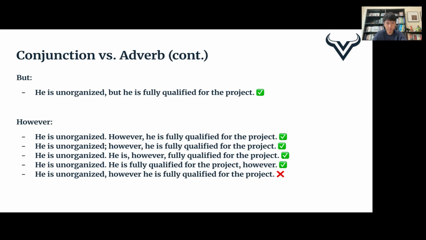That is how you use a conjunction, but not how you use an adverb. You have to have a comma after however, and you have to have a break, either a full stop or a semicolon before however.